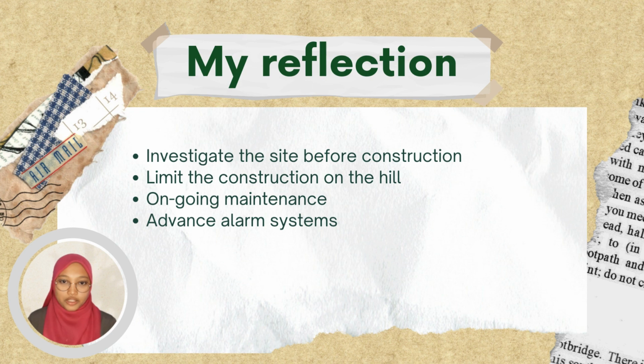Overall, several points need to be taken note of. First, nowadays construction is becoming more intense, but the most important thing is forgotten, which is the investigation of the construction site. This is important to prevent landslides from happening. Second, we need to limit the construction on the hillside or on top of the hill, even though it is unavoidably a very beautiful scenery. Third, ongoing maintenance is needed to observe any problems and solve them as soon as possible. Lastly, an advanced alarm system is very necessary to give faster information about the occurrence that is going to happen.